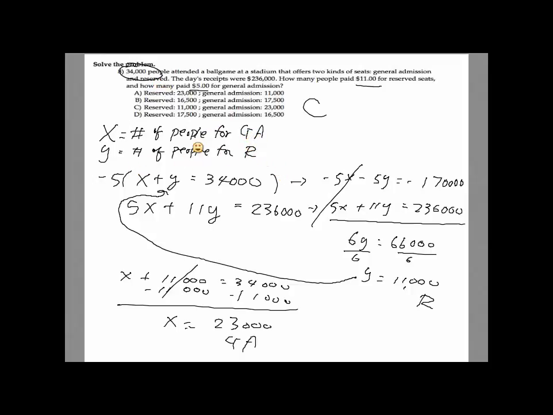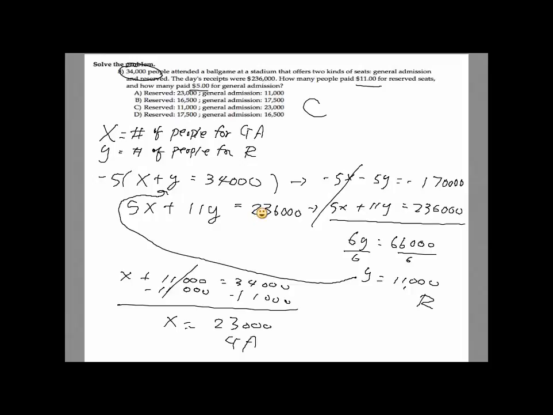In these two scenarios, we know that we sold a total of 34,000 tickets. So one equation would be X plus Y is equal to 34,000, and the other situation would be 5X plus 11Y is equal to the total money that we earned here.